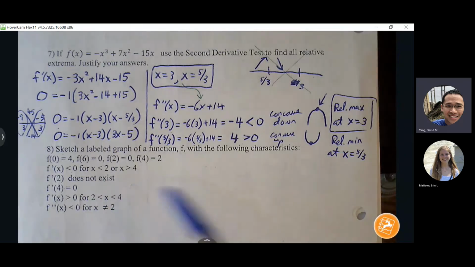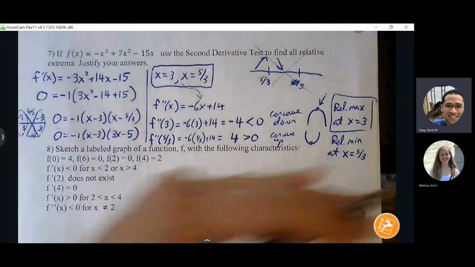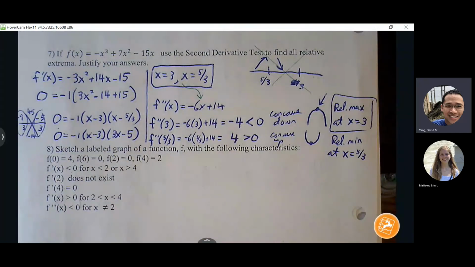Okay, number 8 is just a matter of using all these notations to work backwards to create a slope and concavity sign line, and then trying to sketch your graph to match that. So we'll try to do this in class, and I'll do another help session tomorrow morning.